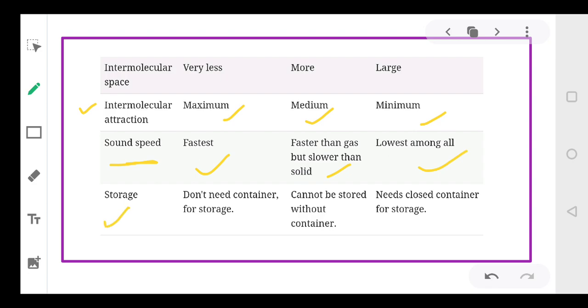Then solids, we don't need any container to store solids. Okay, we do not need any particular thing to store solids. In case of liquids, we require a container to store a liquid. Gases again, we require a container. So in liquids and gases, a container is required to store them. But in case of solids, we do not require any storage. Okay, everyone? Right. I hope this is clear.